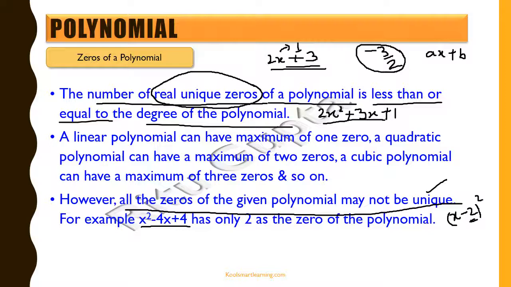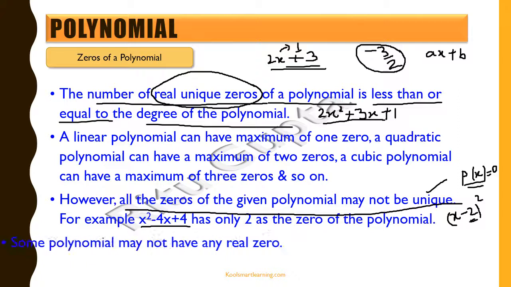And why do we find zeros of the polynomial? Because that helps in solving the equation p(x) equal to 0. So if we have a polynomial equal to 0, it helps in solving this equation, and it also helps in factorizing the polynomial. As we said, if a is a zero of the polynomial, then x minus a will be a factor of that polynomial. So it helps in factorizing the polynomial.